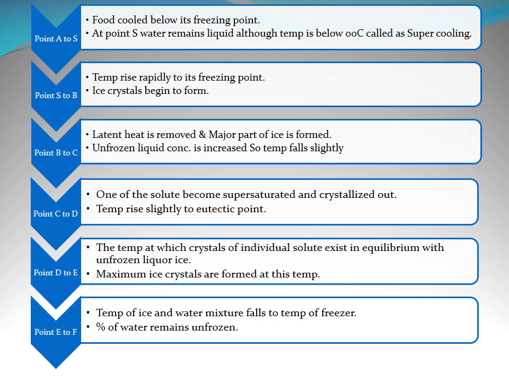From point C to D, one of the solutes becomes supersaturated and crystallized out. Temperature rises slightly to the eutectic point. From point D to E, this is the temperature at which crystals of individual solute exist in equilibrium with unfrozen liquor and ice. Maximum ice crystals are formed at this temperature. From point E to F, the temperature of the ice and water mixture falls to the temperature of the freezer. A percentage of water remains unfrozen.